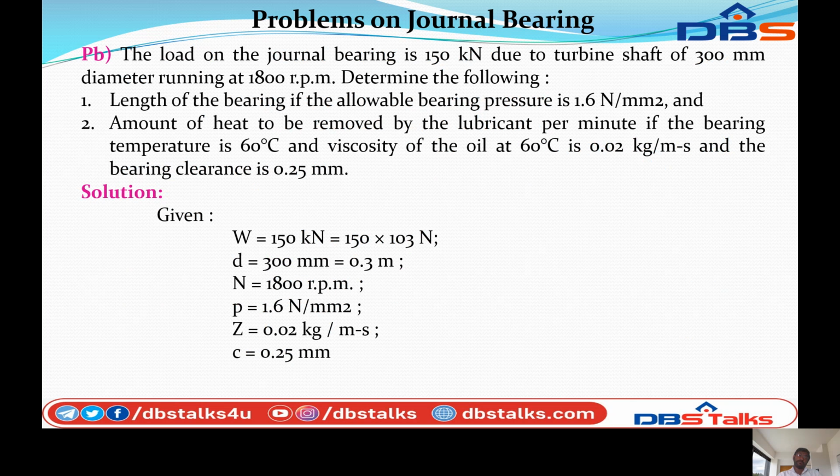So next problem. The load on a journal bearing is 150 kilonewton due to a turbine shaft of 300 mm diameter running at 1800 rpm. Determine the following: the length of the bearing, if the allowable bearing pressure is 1.6 Newton per mm square.